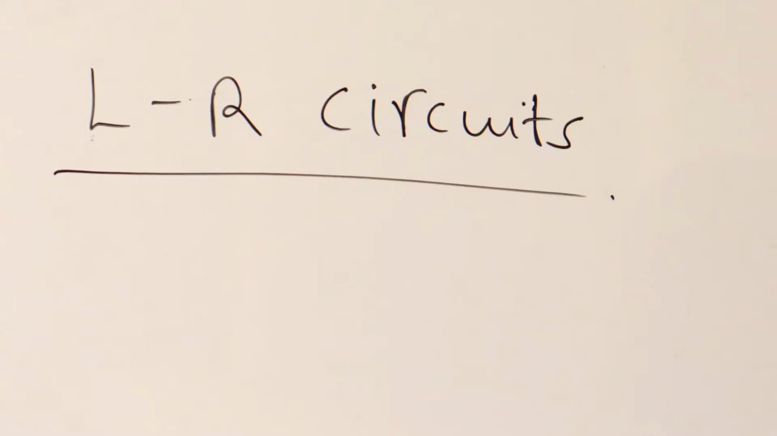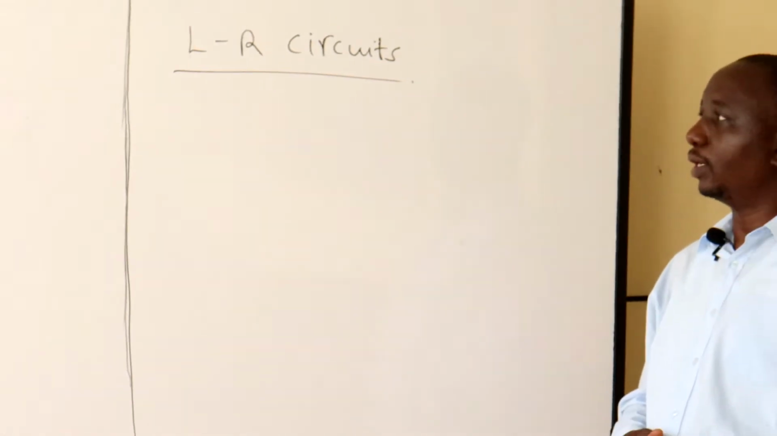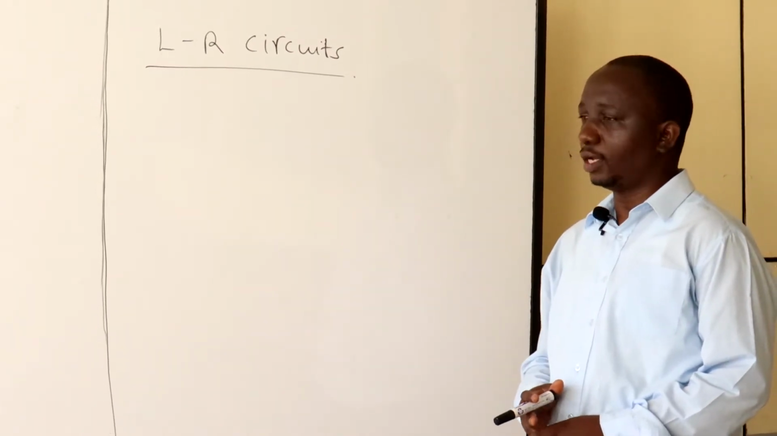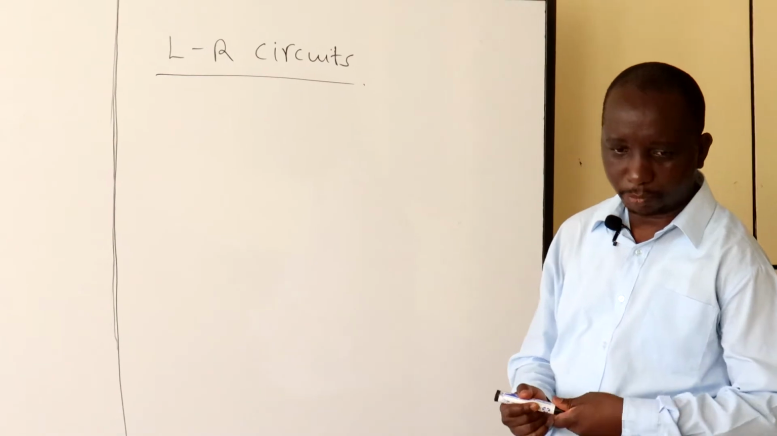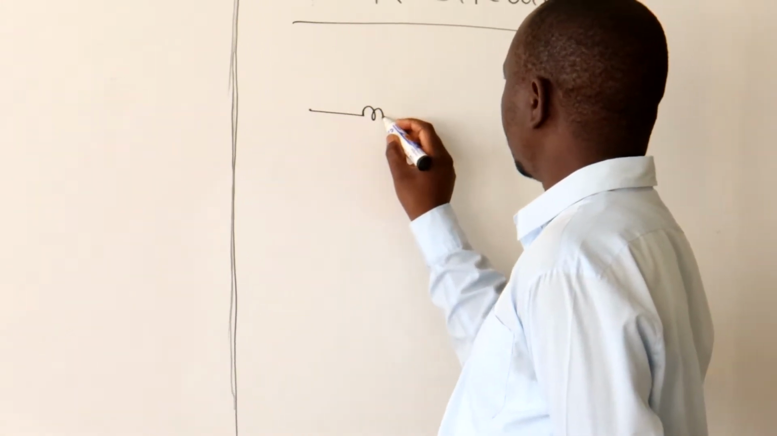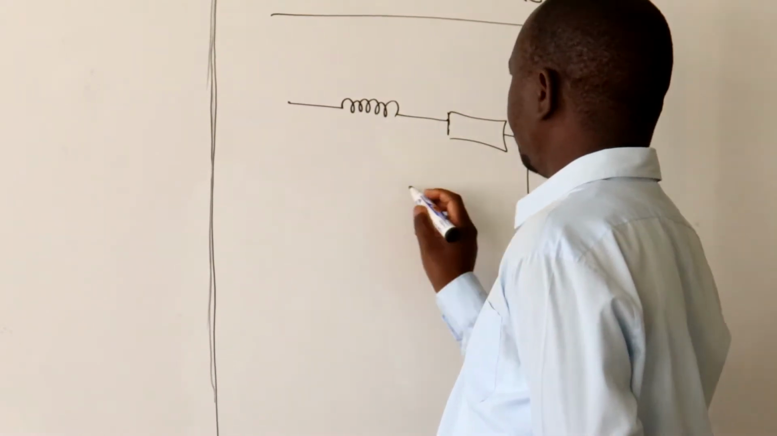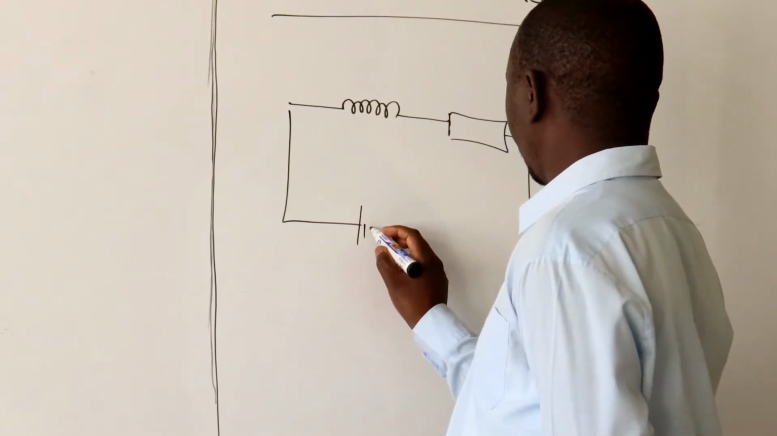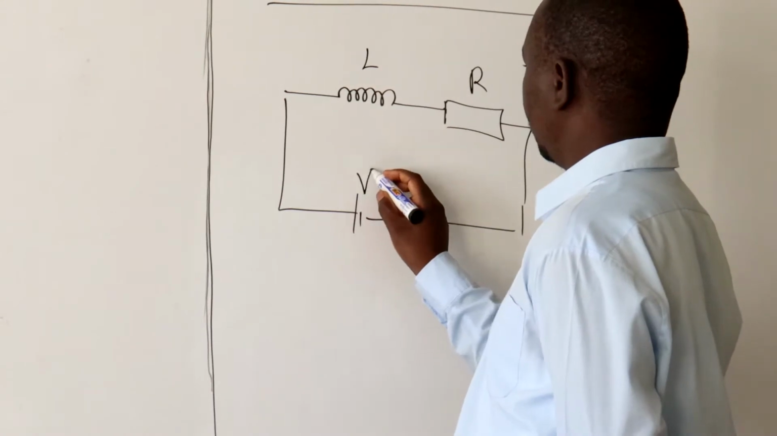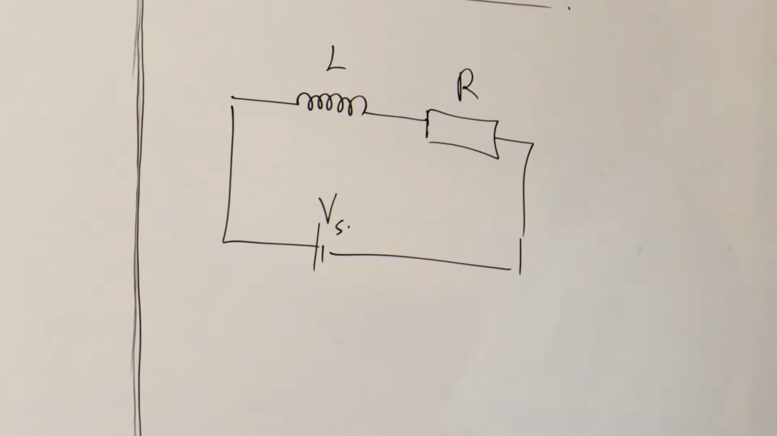So first, basically, we have to understand how the circuit is drawn, so that we are able to do our analysis from the diagram. So the first step is to draw the diagram and understand how the diagram is. The diagram is drawn like this. So this is L, this is R, and this is the Vs. So this is basically how the diagram looks.